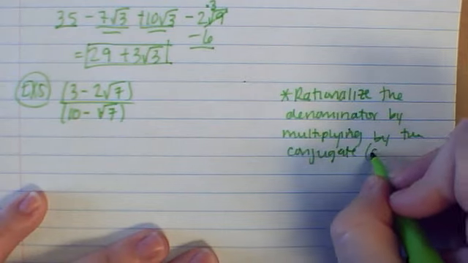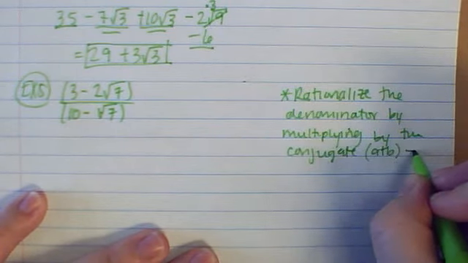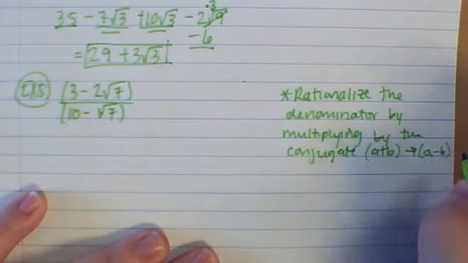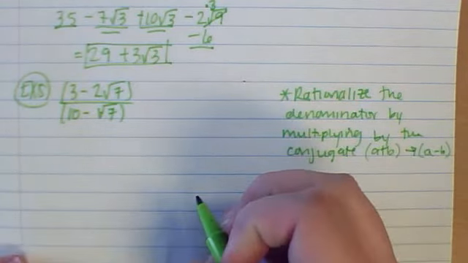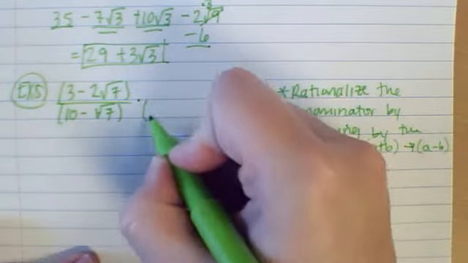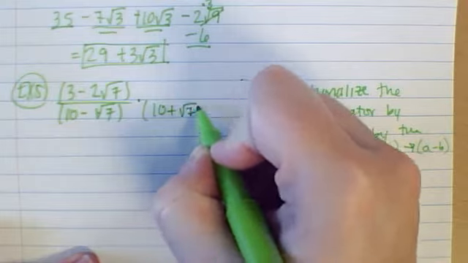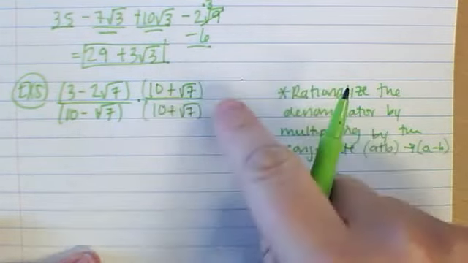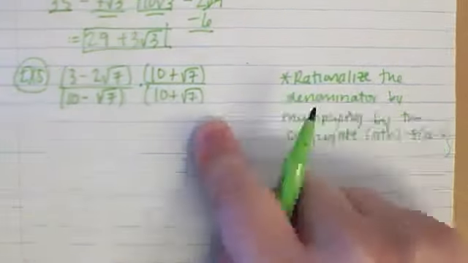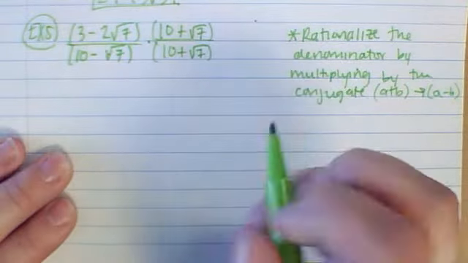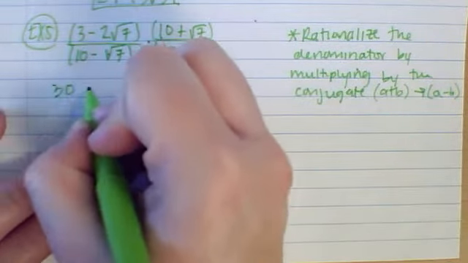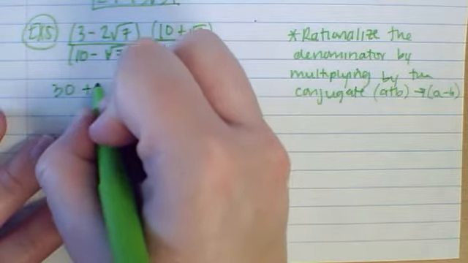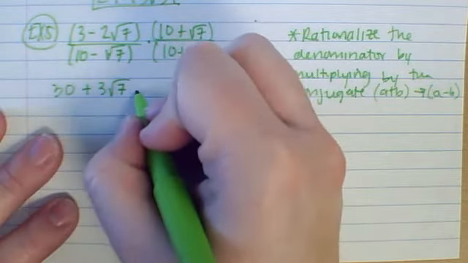And the conjugate is if, let's say I had a plus b to begin with, it would become a minus b. So I'm just flipping that sign in the middle. So in this case, this becomes 10 plus square root of 7, and I'm going to do that to the top and the bottom, because now I'm multiplying by 1, which doesn't change our function. So let's FOIL. 3 times 10 is 30. 3 times square root of 7 is 3 square root of 7.